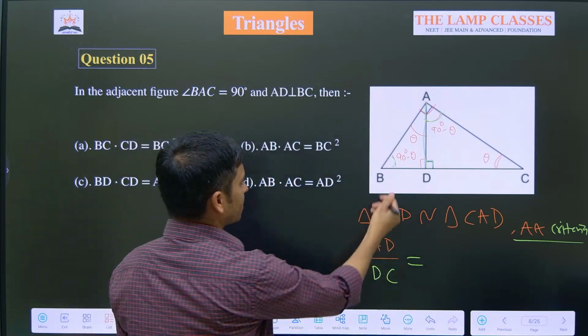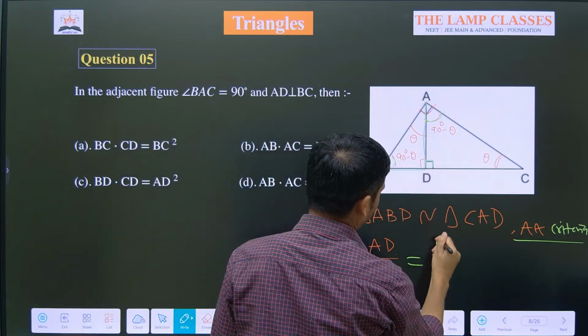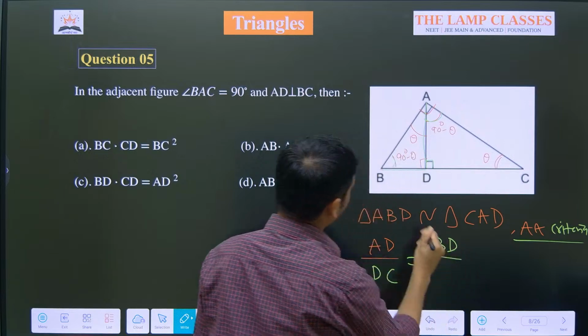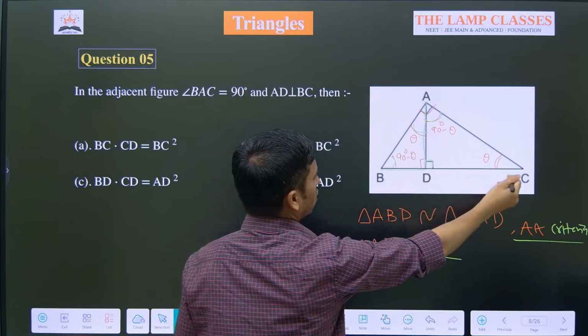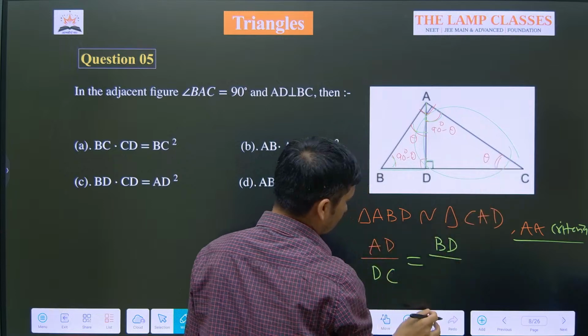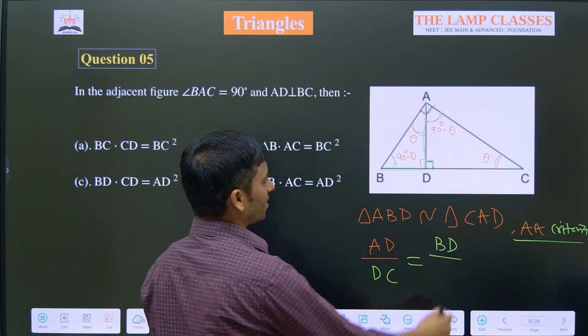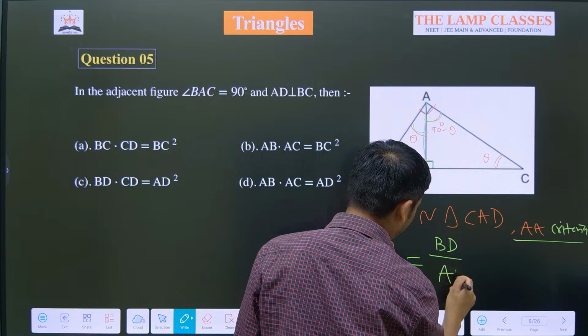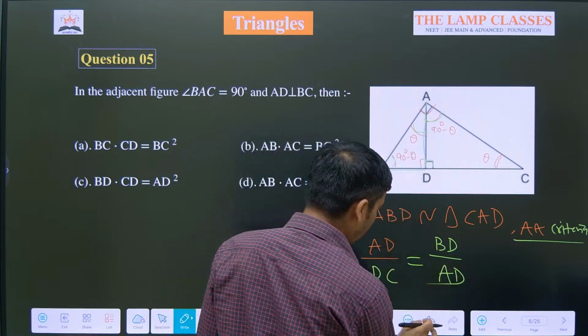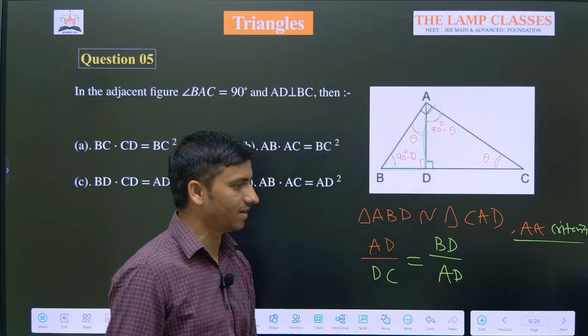Now I am taking this side, BD of this triangle. BD is actually opposite to angle theta. So now in this triangle, can you search which side is opposite to angle theta? It is clearly AD, right? And we don't have to worry about the other side. You can leave it as it is.